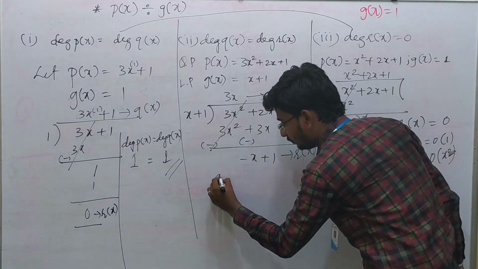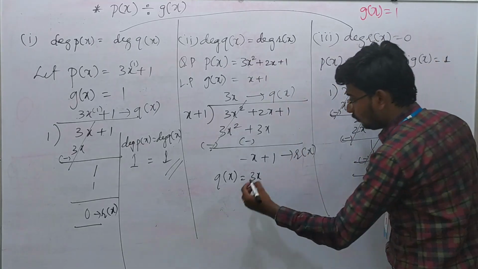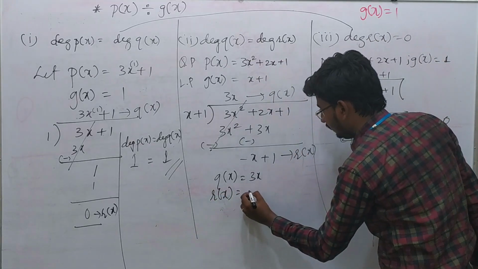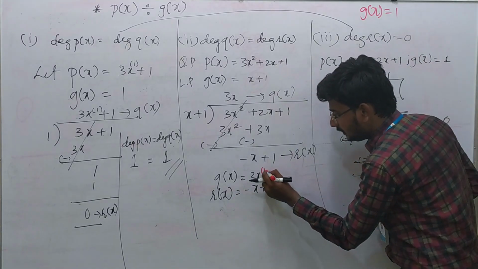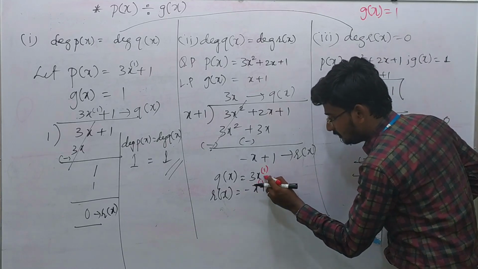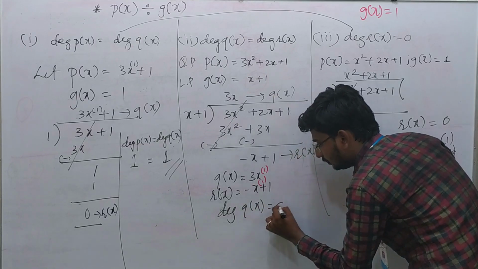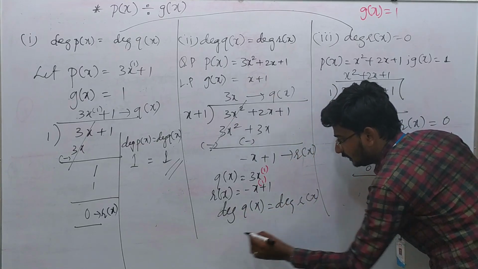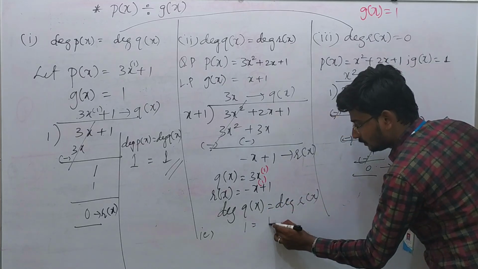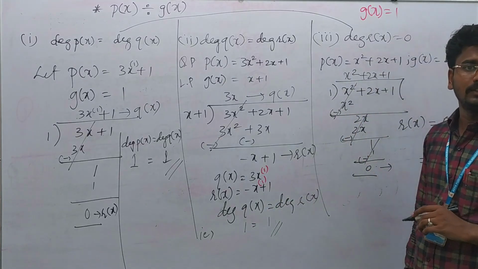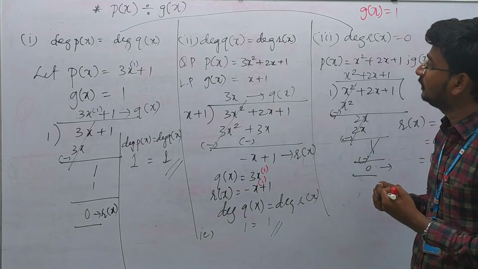Now what is the q of x value? When you have solved, it is 3x. What is the remainder r of x value? It is minus x plus 1. Both the degrees should be 1. The q of x degree is also 1. The r of x degree is also 1. So the degree of q of x is equal to the degree of r of x. That is, the q of x degree is 1. The degree of remainder is also 1. LHS equal to RHS. So this is how we have to satisfy the conditions of the division algorithm method.